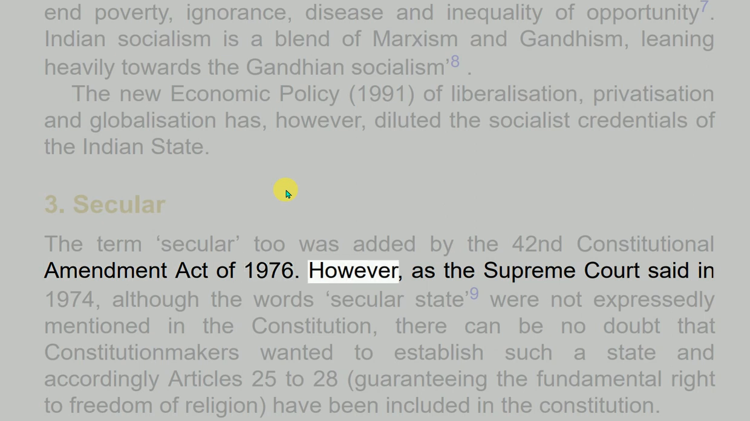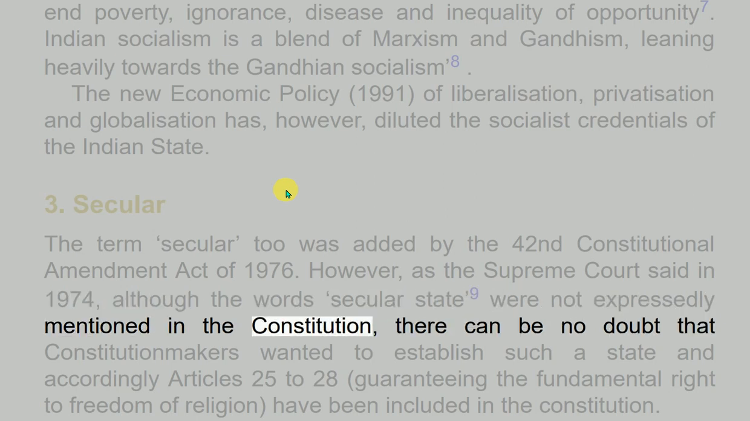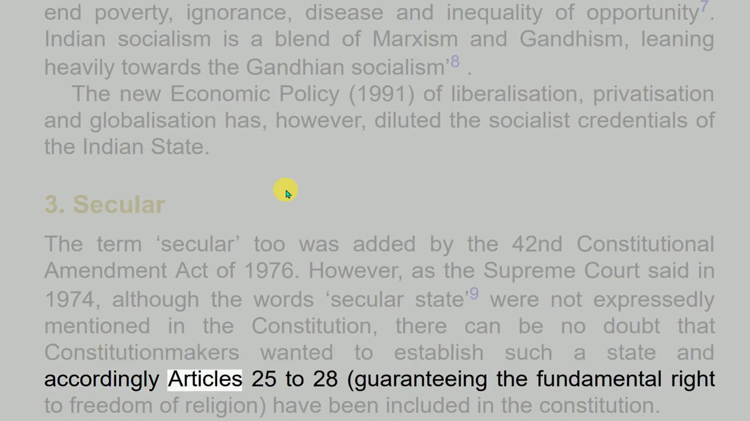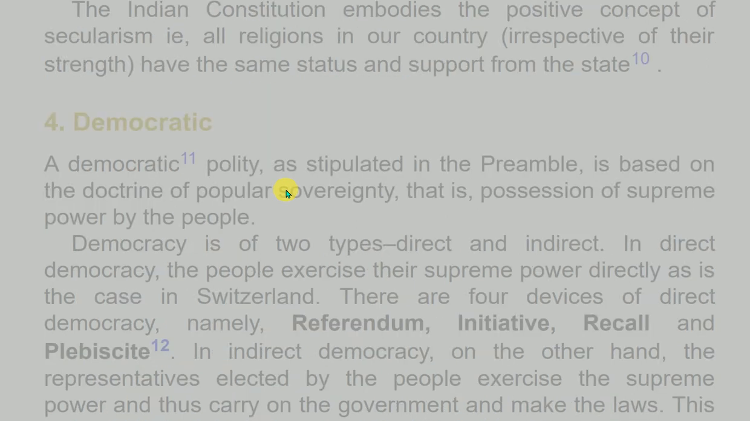However, as the Supreme Court said in 1974, although the words secular state were not expressly mentioned in the Constitution, there can be no doubt that Constitution makers wanted to establish such a state, and accordingly Articles 25 to 28, guaranteeing the fundamental right to freedom of religion, have been included in the Constitution. The Indian Constitution embodies the positive concept of secularism, i.e., all religions in our country, irrespective of their strength, have the same status and support from the state.